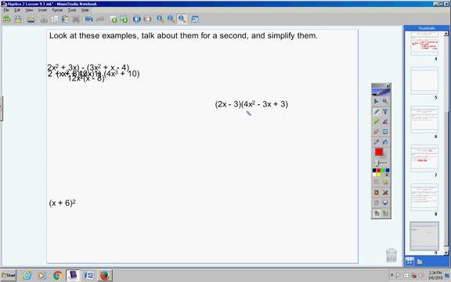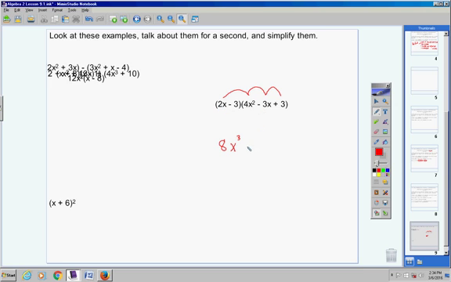Alright, are the two parentheses side by side? Yes. So are we multiplying? Yes. We have a binomial times a trinomial. Nothing changes. You simply take the 2x and multiply it through. So 2x times 4x squared. Well, 2 times 4 is 8. X times x squared is x to the third. Add your exponents.